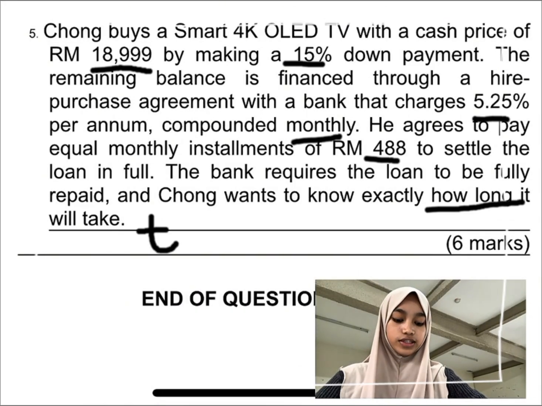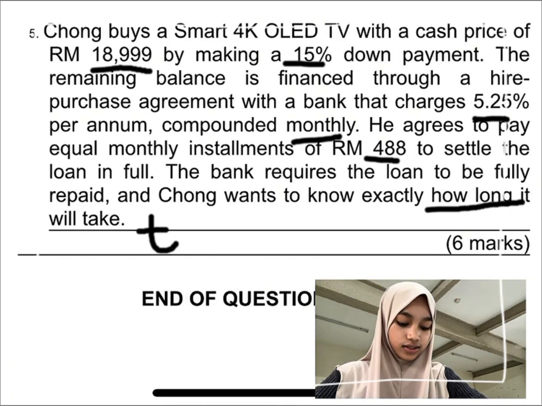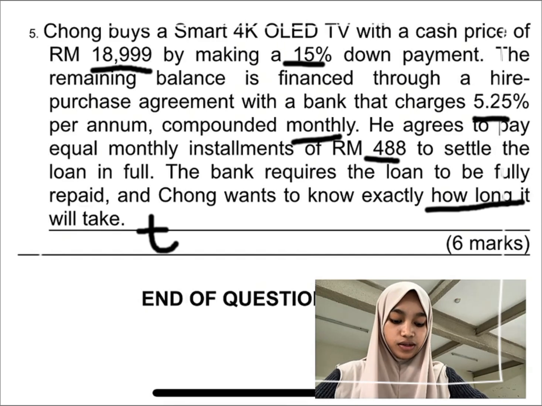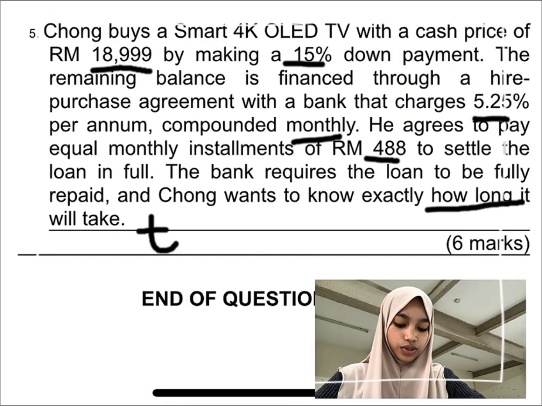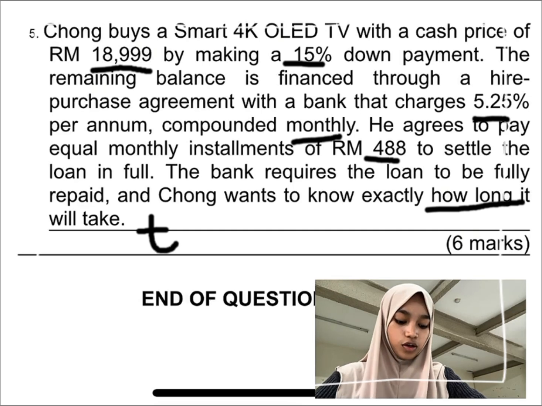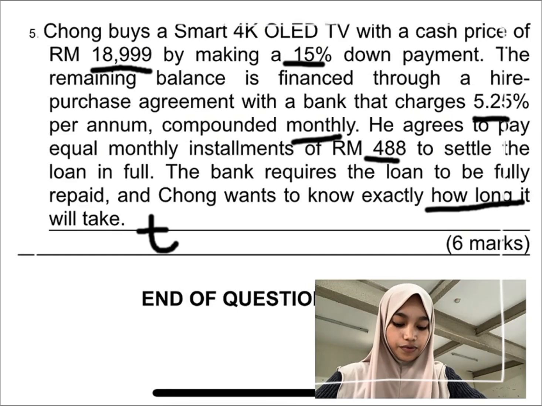Okay, for the next question, I will read first. John buys a smart 40 LCD with a cash price of 18,999 by making a 15% down payment. The remaining balance is financed through a hire purchase agreement with a bank that charges 5.25% per annum, compounded monthly. He agrees to pay equal monthly installments of 488 to settle the loan in full. The bank requires the loan to be fully repaid, find T.